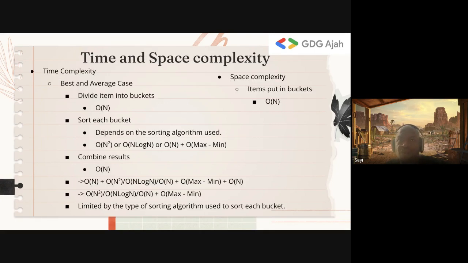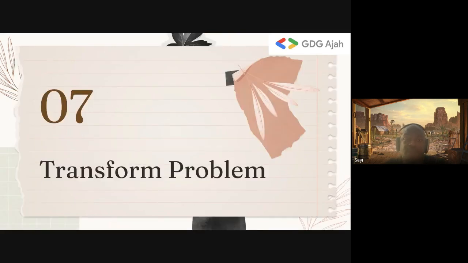Time and space complexity for bucket sort. When you divide the items into the buckets, it's O of n. When you sort each bucket, it depends on the algorithm you use; you can use any algorithm to sort each bucket. And when you combine the results, it's O of n. So that really depends on what you use to sort the bucket. Space complexity is O of n because you have to create the new buckets and put the items in them. So that's divide and conquer.